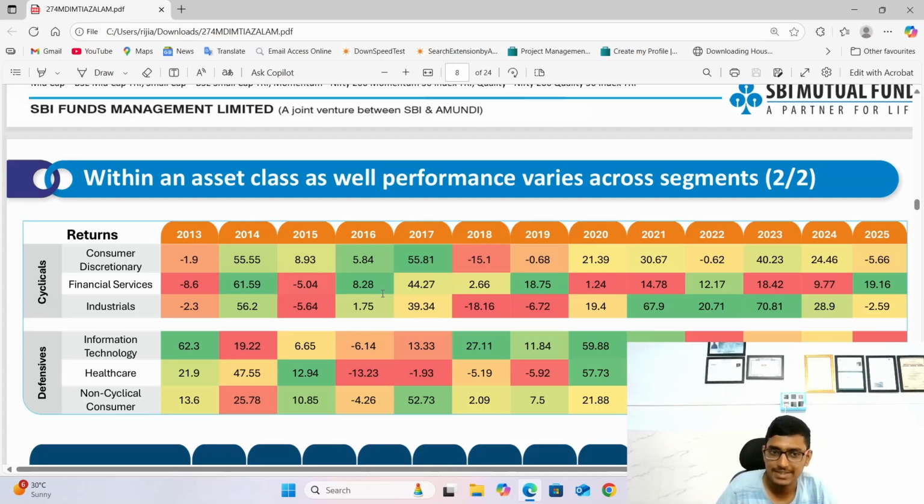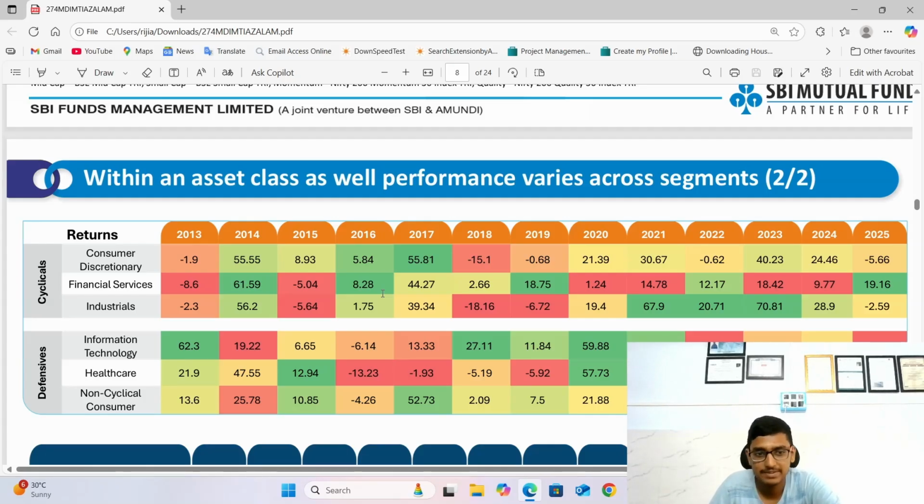So there are different segments which give you different returns. If we talk about cyclical segments, in consumer discretionary it was close to negative 1.9% returns. Financial services gave you negative 8.6% returns. In 2014, financial services gave you good returns. 2015 consumer discretionary, 2016 financial services, 2017 consumer discretionary. In 2018 none of them gave you good returns. It was financial services that was in positive.